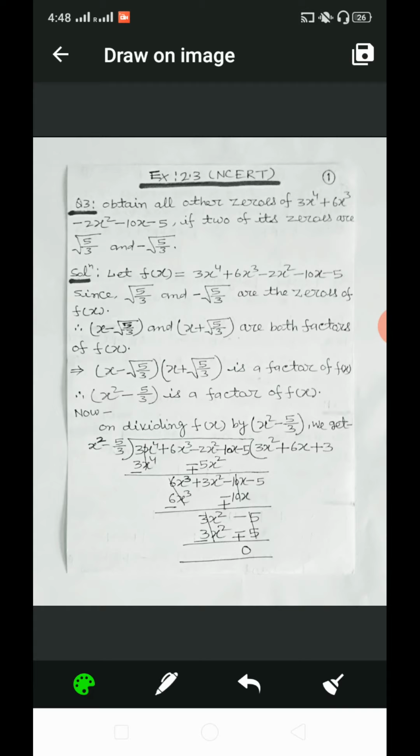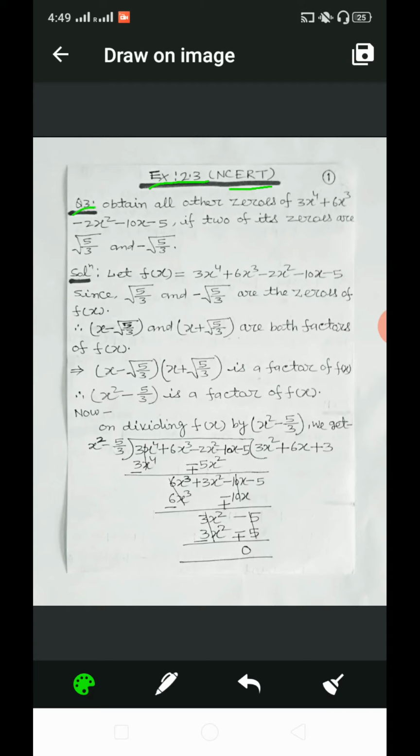Today in this video I will discuss the solution of some questions of exercise 2.3 and exercise 2.4 optional related to chapter Polynomials from NCERT. First, we start exercise 2.3.